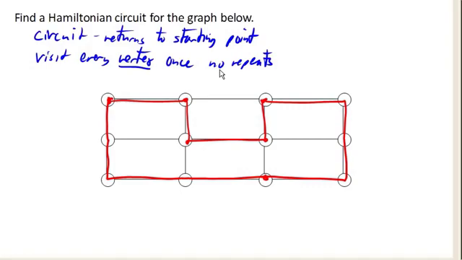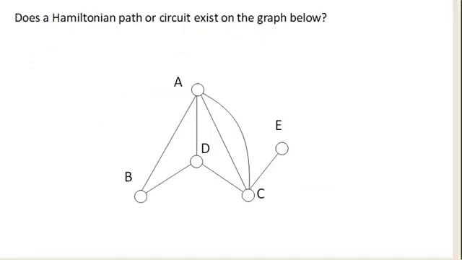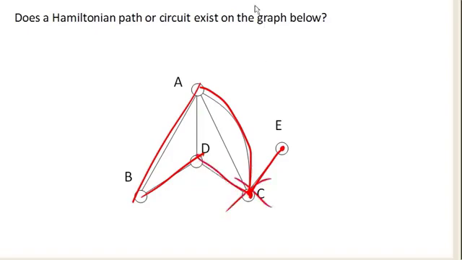Let's look at another one. So does a Hamiltonian path or circuit exist on the graph below? So in this case, there is no way to find a Hamiltonian circuit. And that's pretty clear because if I start at vertex E here and come down to, well, let me draw that a little better, and we come down to C, then there's no way for me to get back to my starting point without visiting vertex C again. So if I come out here, and I go here, and I go here, and now I want to get back to E, the only way to get there is to go back to C, and that's bad. So there's no Hamiltonian circuit.